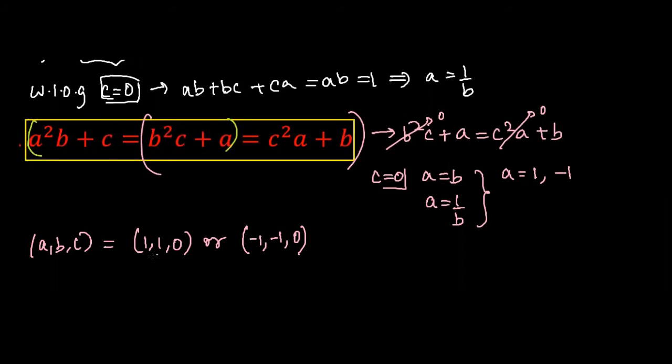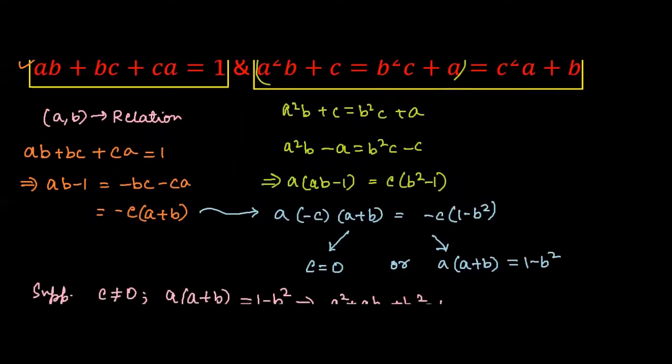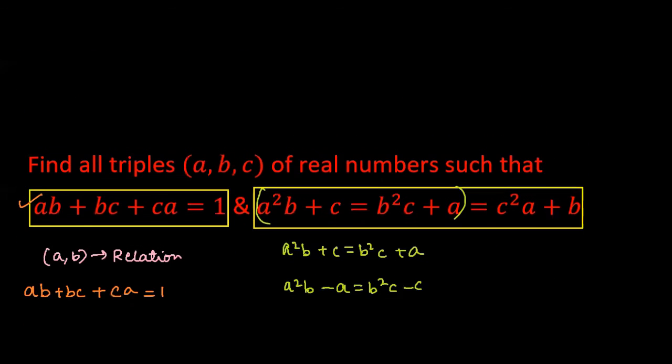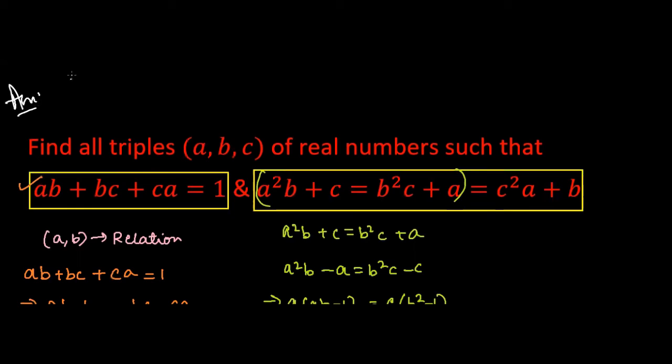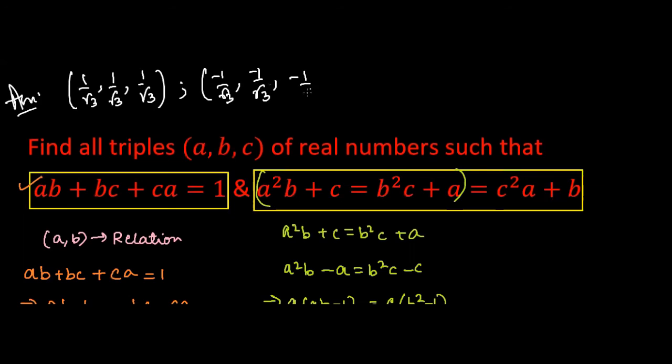And we can take any combination of these terms. That is, we can take 1, 0, 1, or we can take 0, 1, 1, and so on. We can take any combination of these terms. Hence, the final answer to this problem over here is 1 by root 3, 1 by root 3, 1 by root 3; minus 1 by root 3, minus 1 by root 3, minus 1 by root 3; 1, 1, 0 and any combination of this; and minus 1, minus 1, 0 and any combination of this.